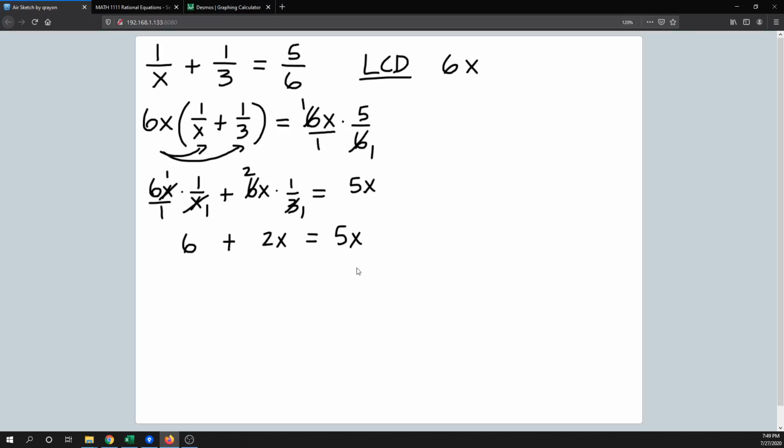So you can see what happened was all of the fractions canceled out. And that's the purpose of multiplying through by the LCD. It makes it into a problem that is simpler than the one that you started with. Okay. So, and then we would just solve this out. Okay. So subtract 2x from both sides.